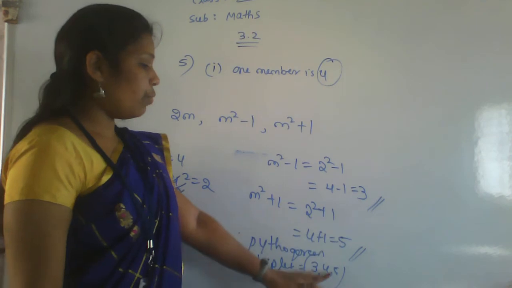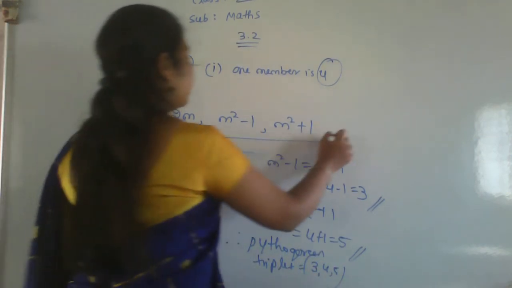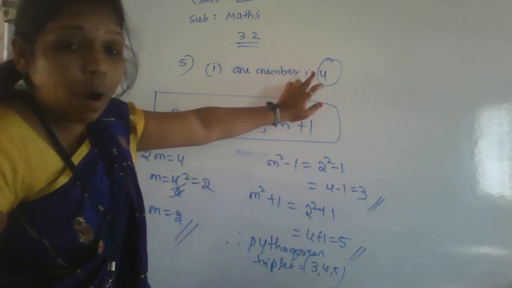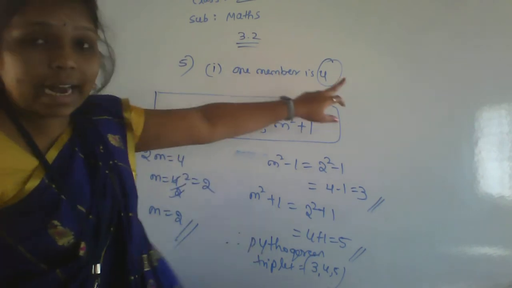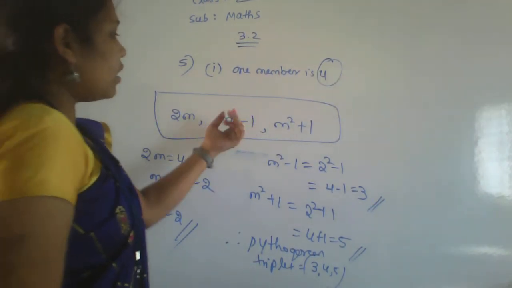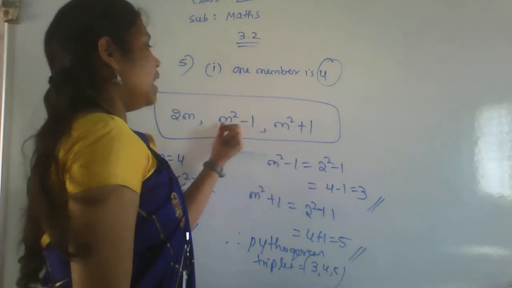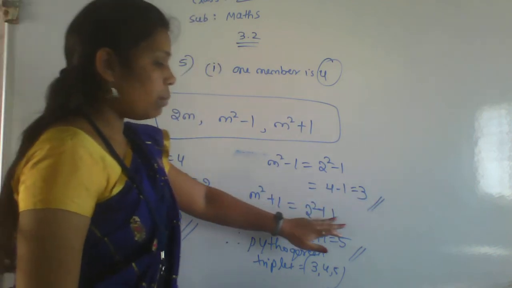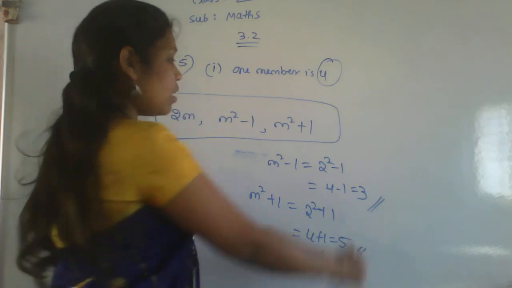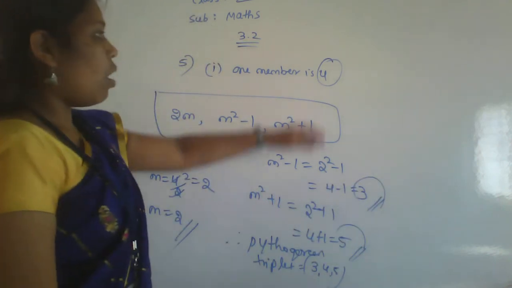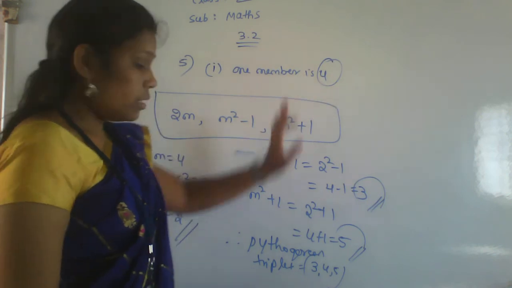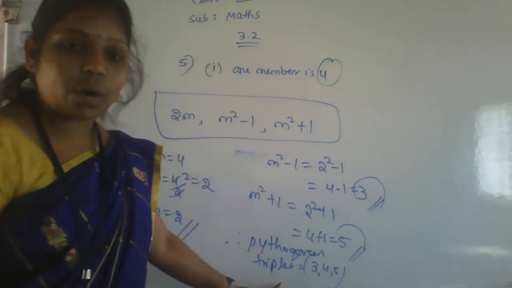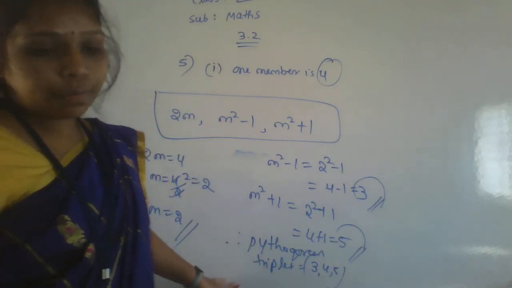They give one number and you have to find the other two. What is the rule for a Pythagorean triplet? It is 2m, m square minus 1, m square plus 1. Whatever number they give, you equate 2m to that number and find the value of m first. After that, substitute the value of m in the other two. M square minus 1 is 2 square minus 1, that is 3, and m square plus 1 is 2 square plus 1, that is 5. So the Pythagorean triplet is 3, 4, 5. Like this we have to do.